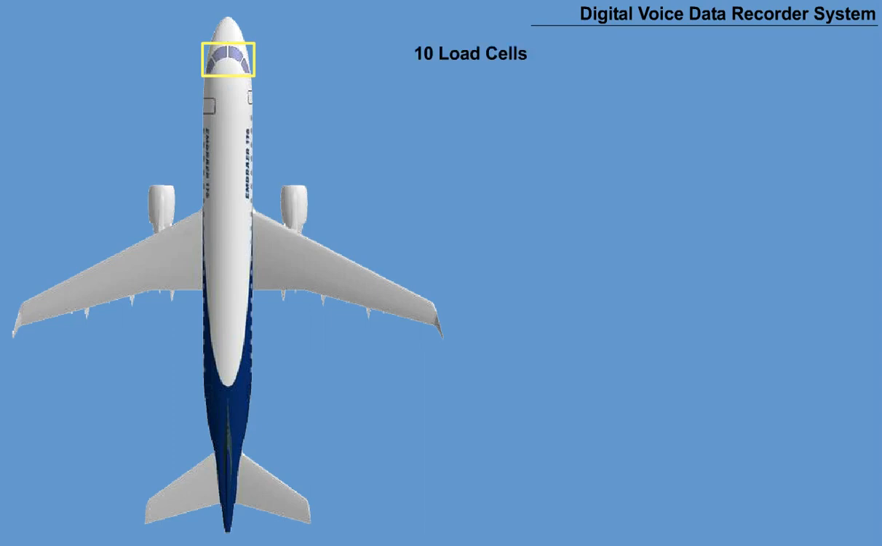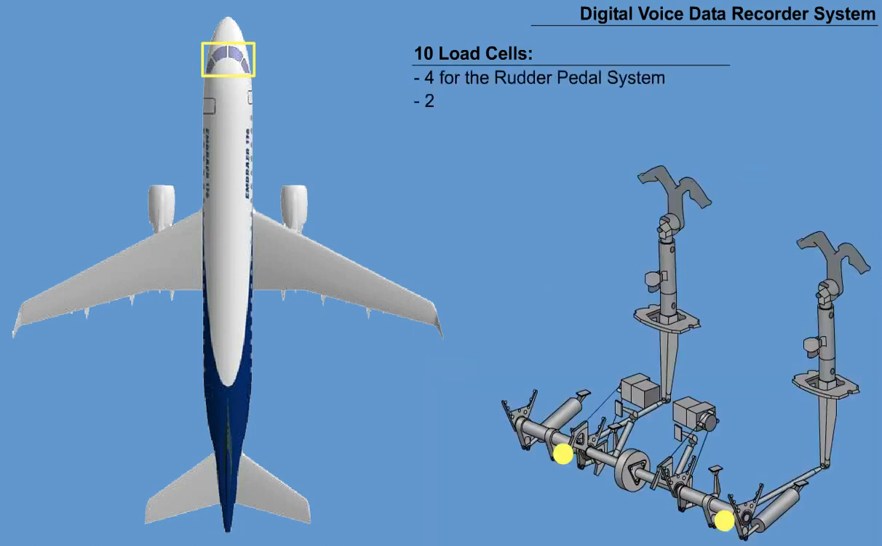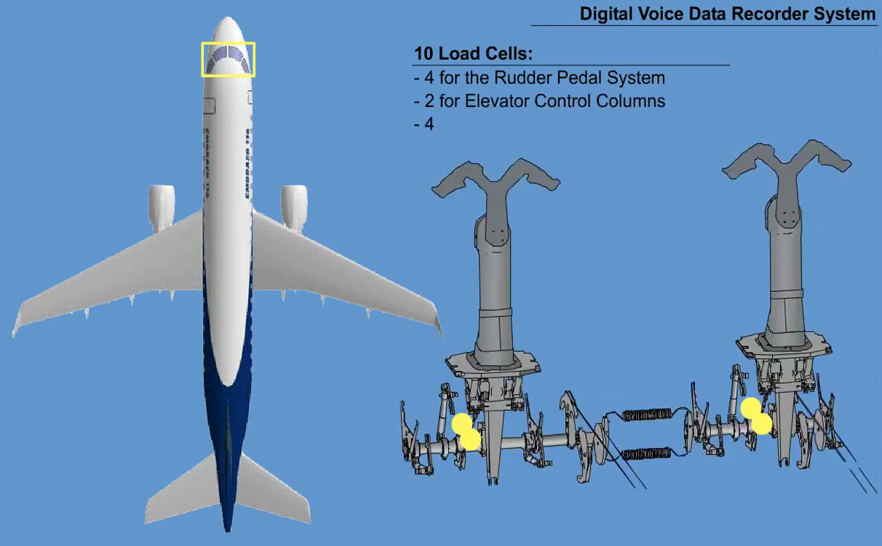Ten load cells, force sensors, 4 of which are mounted directly in the interconnection rods for the rudder pedal systems, 2 in the interconnection rods for the elevator control columns, and 4 installed in the command cables for the aileron control wheels.